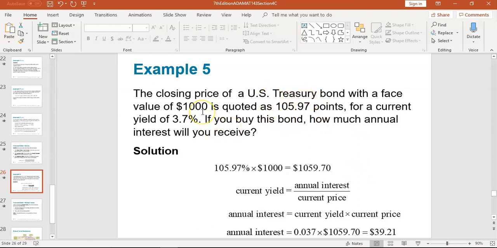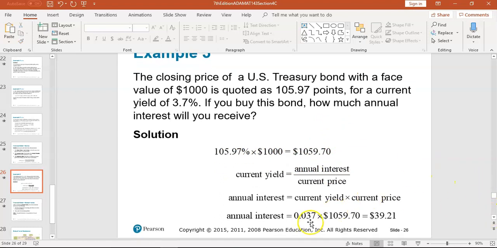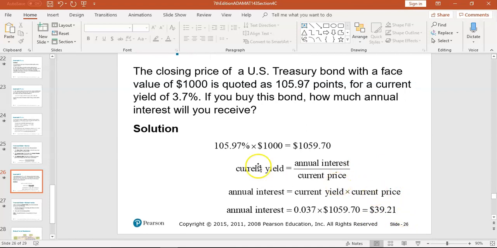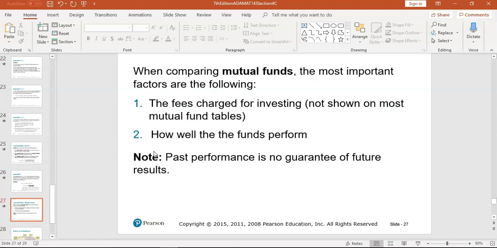So you've got to put up $1,000, but you're going to earn interest on more than that. You're going to earn interest on this. So the annual interest is the 3.7% on that premium. And then you're going to divide that by the current price, right? So $39.21, that's what you're going to get every year. And the current price was $1,000.